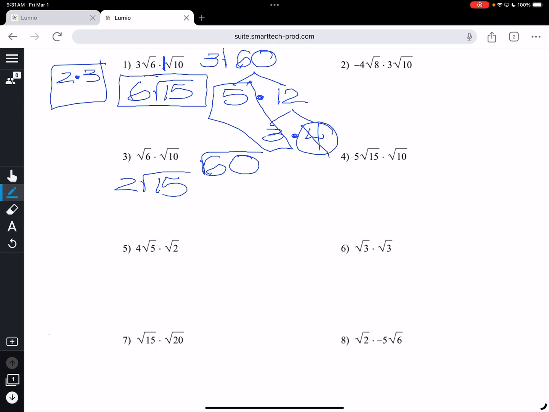You work 5. What's the answer? 4 radical 10. Nothing breaks down. So when nothing breaks down, it just stays. Yep. Can you write number 2?